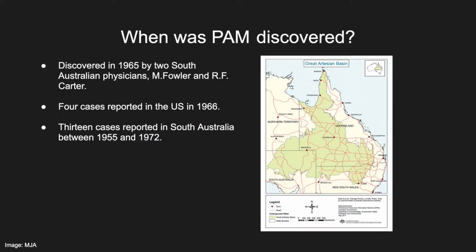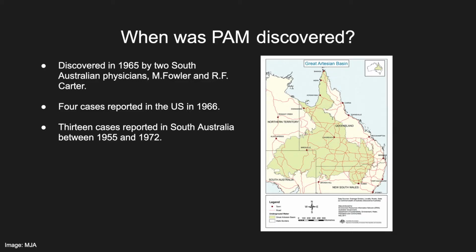So when was PAM discovered? PAM was first recognized in South Australia in 1965 by two physicians, M. Fowler and R. F. Carter. In 1966, 4 cases were reported in the U.S. It was considered at the time a serious health hazard, and it was a serious health hazard until the early 1970s.